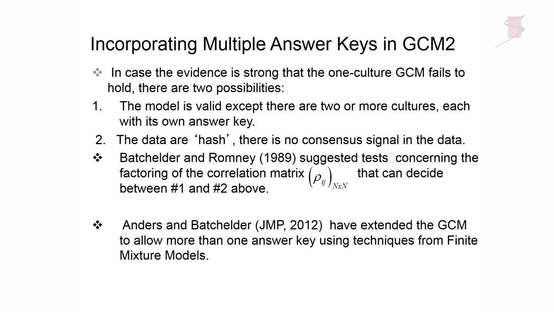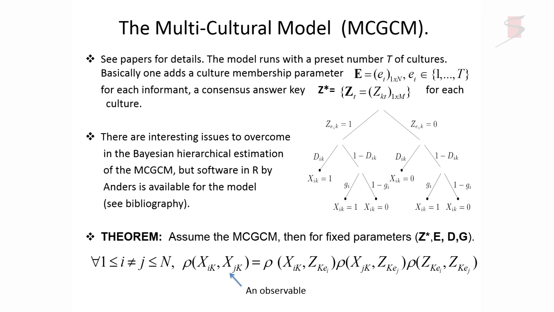Well, in case the evidence is not strong for one culture, there are two possibilities. There are two or more cultures, or it's a bunch of hash. You know, the model runs on the data. So even if the data has no signal in it about competence, it's going to run. And we extended the GCM to cover more than one culture as a finite mixture model. Here's the idea.